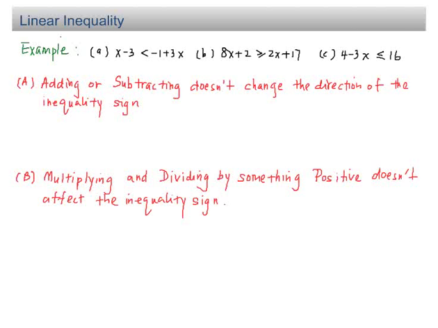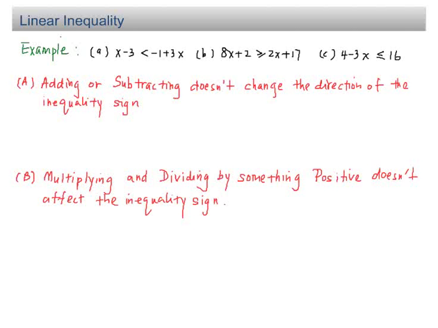Now I'm going to discuss inequality. First, I'm going to start with linear inequality. Our examples here are x minus 3 less than -1 plus 3x, 8x plus 2 more or equal to 2x plus 17, and 4 minus 3x less or equal to 16. This is called linear inequality. The highest power for x here should be 1.